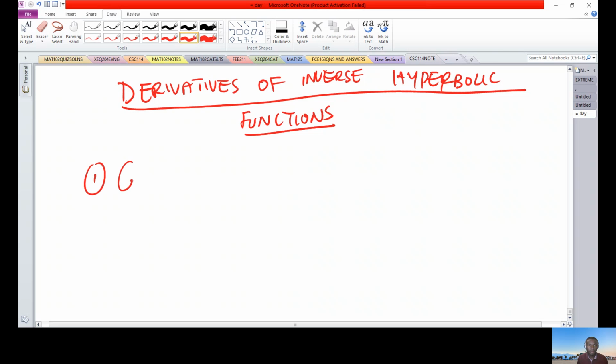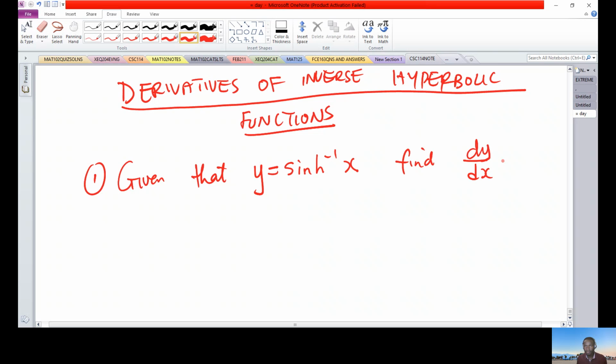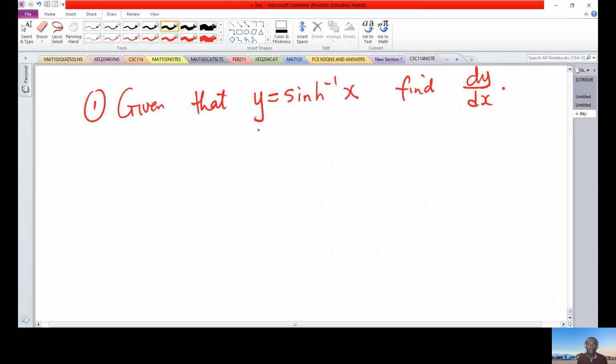One, given that y equals to, find dy/dx. So y is this inverse of hyperbolic sine. So the question is to find the derivative of this function. This one is not a very hard problem to solve. So, solution.